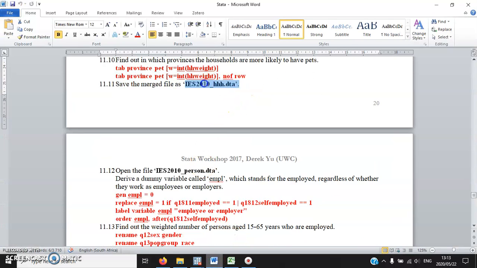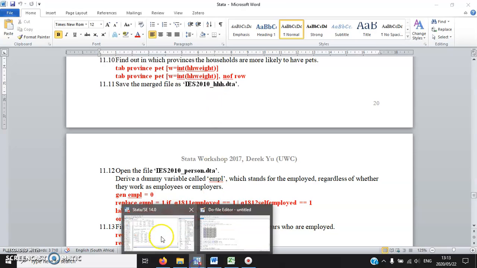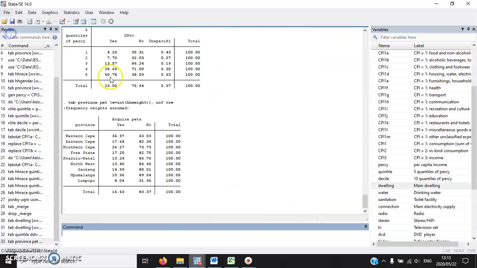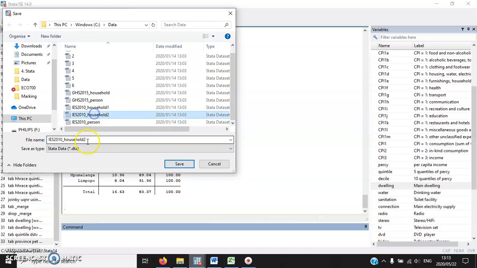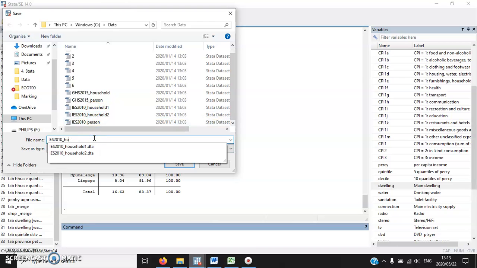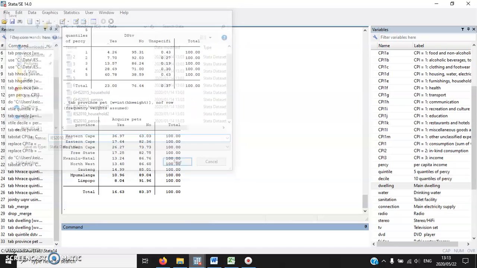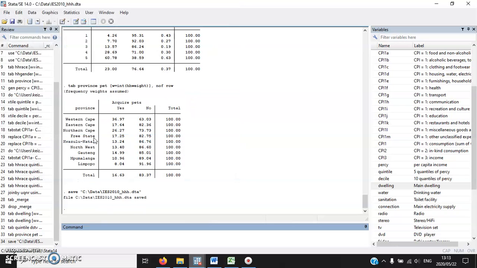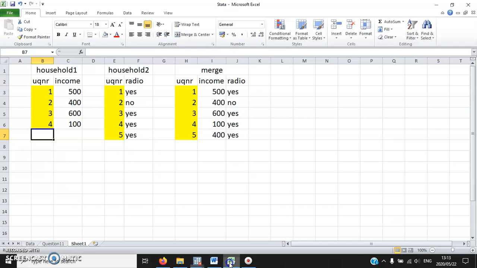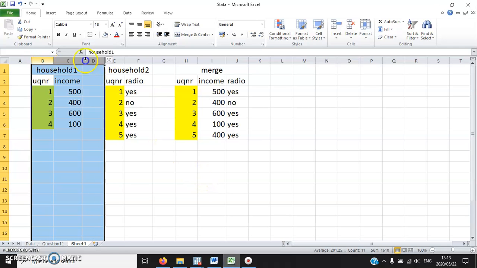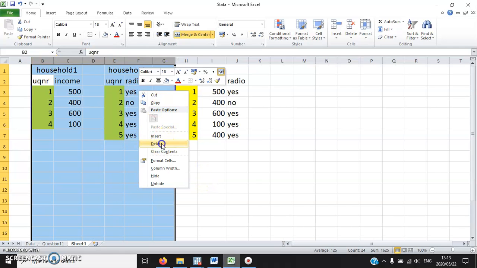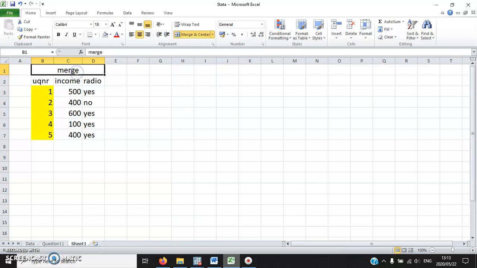Okay, and then we can save this merge file as IES 2010 underscore HHH. Okay, the name is a bit strange actually. HHH. Okay. And then what we are going to do later, we want to merge the household file, this merged household file, let me call it HHH, with the person files.